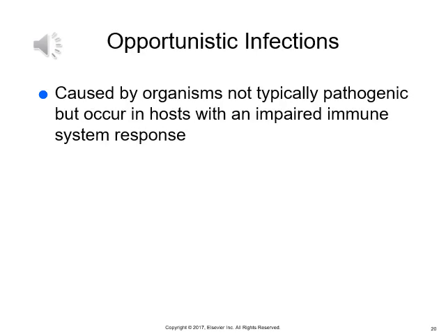Opportunistic infections are caused by organisms that are not typically pathogenic, but occur in hosts with an impaired immune system response, such as individuals with HIV. Over time, this person's immune system becomes weakened, and diseases result that are not typically seen in a patient with a healthy immune system.